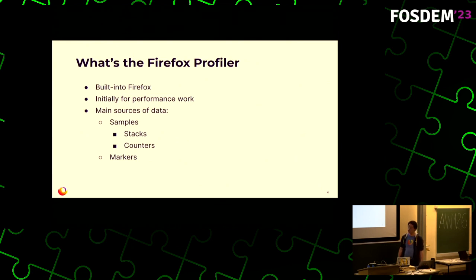It has multiple sources of data, but the two main sources are sampling, which is we have a timer, and at a fixed interval, we interrupt the program and capture data by getting stacks of threads, for example, or also getting the values of counters, for example, counting memory locations. And the other thing is markers, where we just record what happened at any specific point in time. This is useful for things that happen very quickly, but that we still want to see.